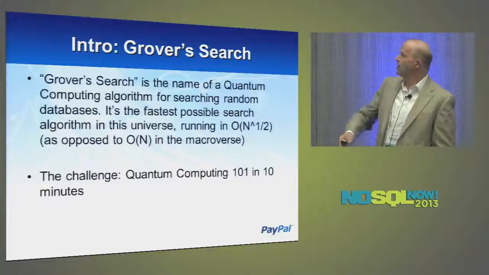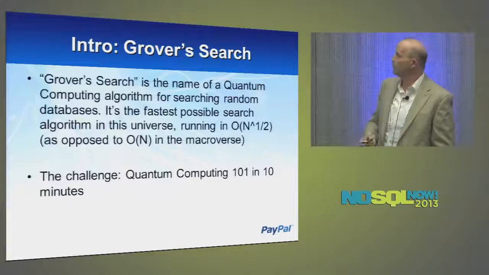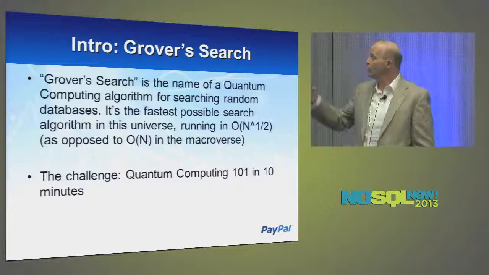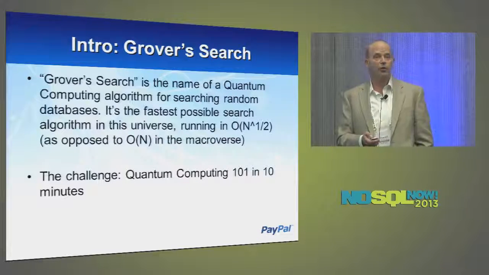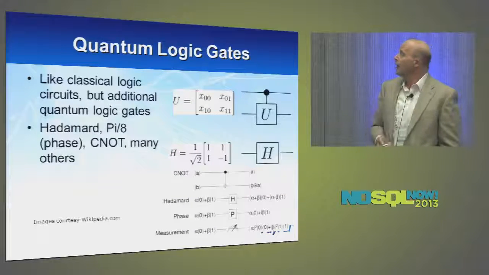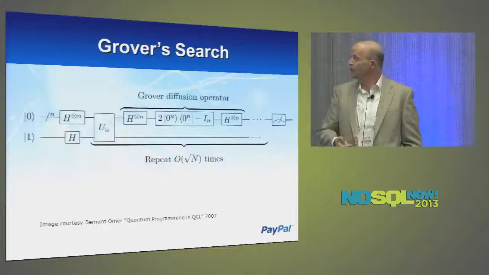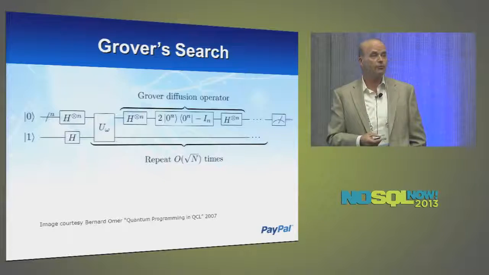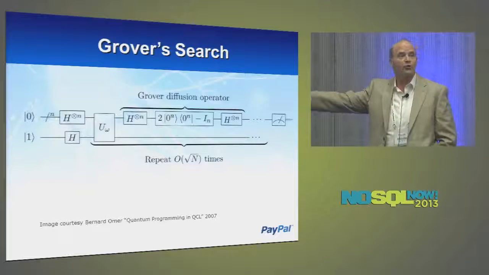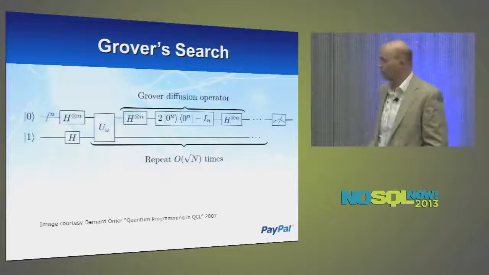Just to give you an idea of the complexity difference here, we can run Grover in n to the 1/2 time, whereas normally we run it in O of n or worse. Actually, most systems in the real world do worse. The gates, once again, I'm going to skip these because I showed them to you earlier and skip to the meat. This is what Grover's search algorithm looks like. This is the fastest possible search algorithm in this universe.